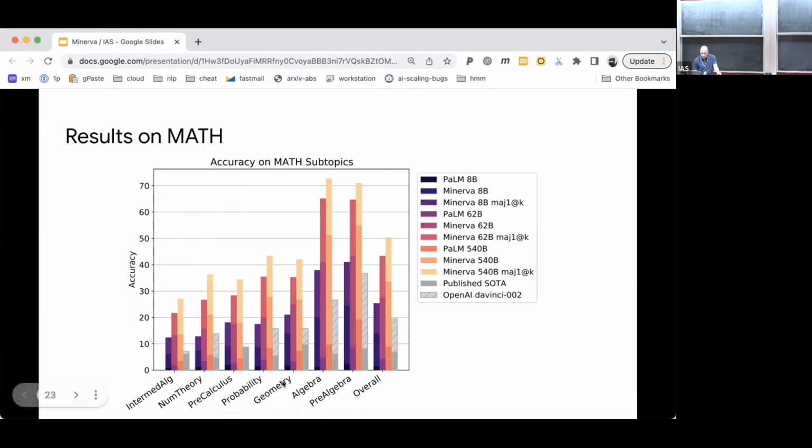Some of it is the format, like geometry questions have a lot of figures in them, so those tend to be more problematic. Intermediate algebra is definitely harder than algebra, so it's also a difficulty thing. For the other ones, I think the algebra ones tend to be easier than the number theory ones and the calculus ones. I think it's mostly about average difficulty within these subjects.